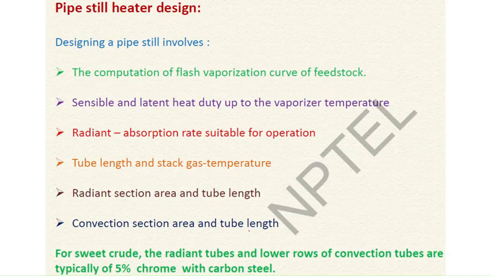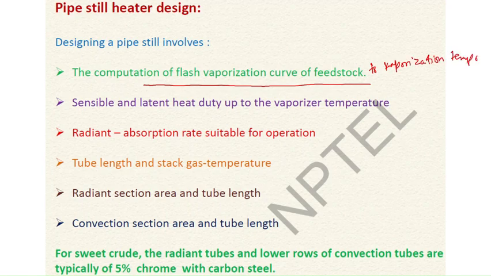Pipe still heater design, as I told, is very crucial. The computation of the flash vaporization curve of the feedstock is required. Why is it required? To determine the vaporization temperature of the crude oil. This computation of the flash vaporization curve of this feedstock is required. Okay. And the sensible and latent heat duty up to the vaporization temperature is also required.